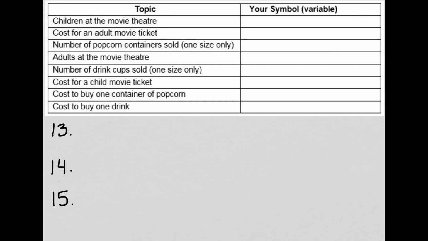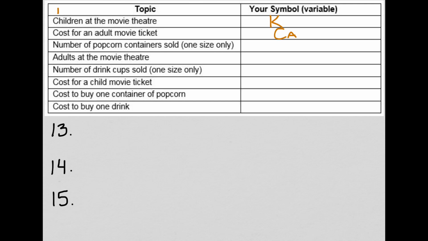But we can have some symbols to represent each topic. So I'm going to say that the number of children at the movie theater, I'm going to call this K, actually. I'm going to reserve C for something else. If you want to call it C, that's fine. The number of children at the movie theater is K for me. And then the cost for an adult movie ticket, I'm going to call that C for cost and A for an adult movie ticket. That's how much it costs for one adult to go to the movie.